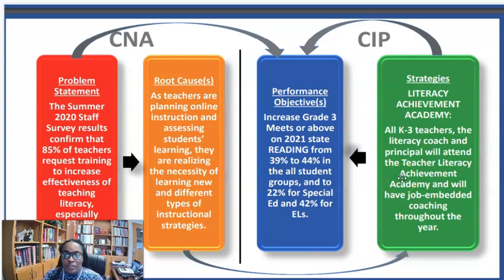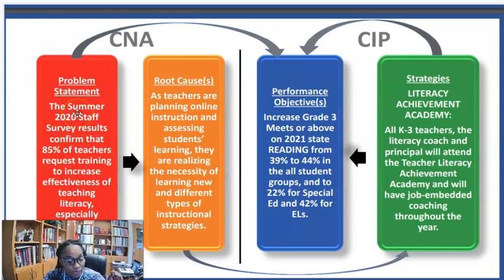So now, what's the strategy? So all K through third grade teachers, the literacy coach and principal will attend the Teacher Literacy Achievement Academy and will have job embedded coaching throughout the year. So this is what we're going to do to help support the teachers learning those new types of things. So then what will be the outcome? Because of the outcome of our strategies, it will help increase grade 3 meets and above on the 2021 state reading from 39%, that's where they currently are, to 44% in the all student groups, and to 22% for special ed and 42% for ELs.